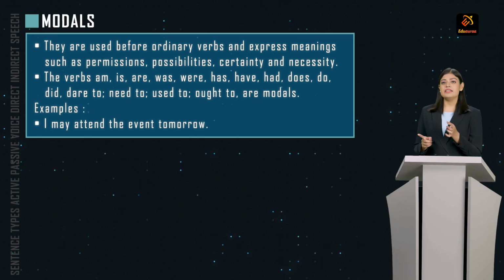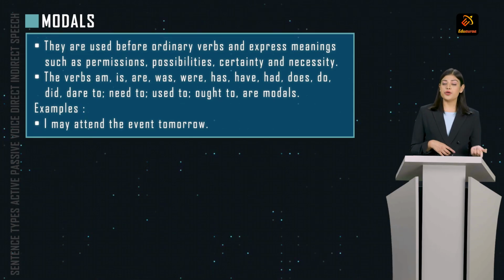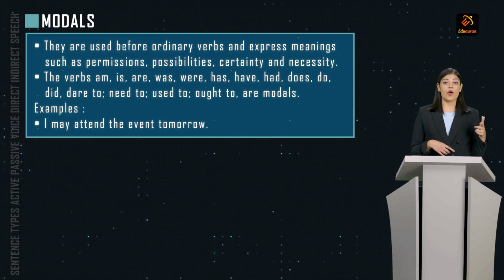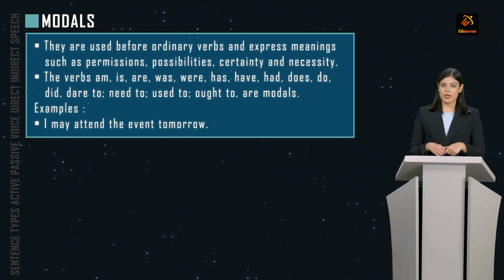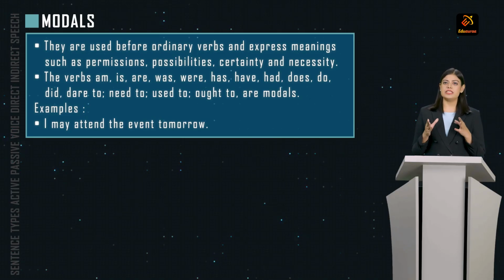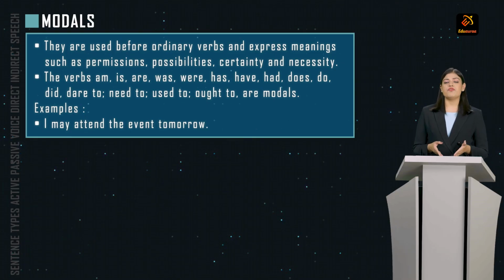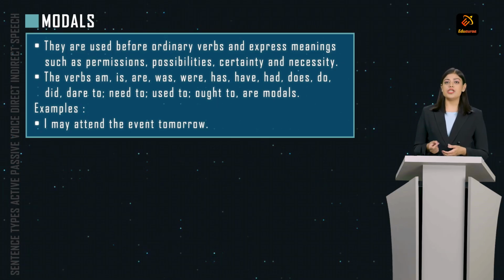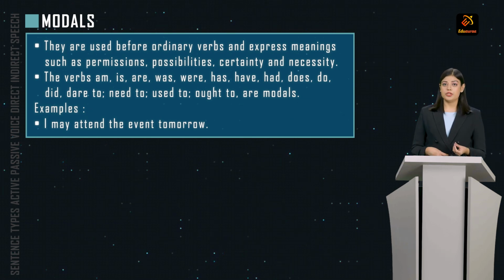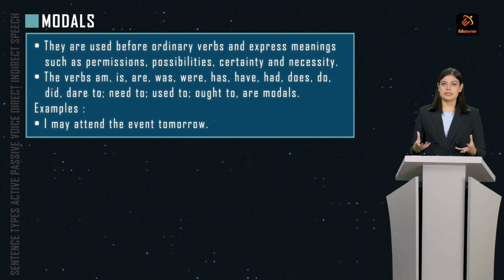I can attend the event tomorrow. I may attend the event tomorrow. I should attend the event tomorrow. I will attend the event tomorrow. I must attend the event tomorrow. All words remain the same. My main verb or my action is still the word attend. What I'm doing is I'm changing the modal right before it, and by changing that, I'm changing the tone from possibility to compulsion to recommendation to capability, anything.